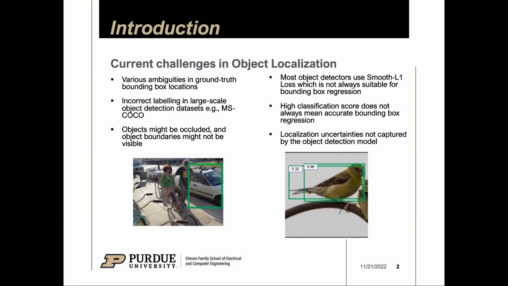Moreover, most object detection models use smooth L1 loss, which is not always suitable for bounding box regression. Also, these models give higher localization confidence score to boxes with high classification score, which might not always be true. For example, in the bird image, the box with lower classification score is much more accurate.